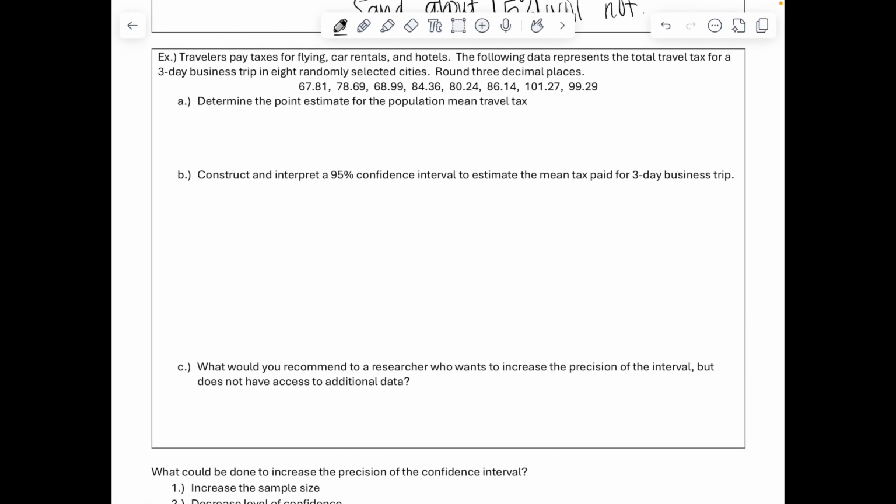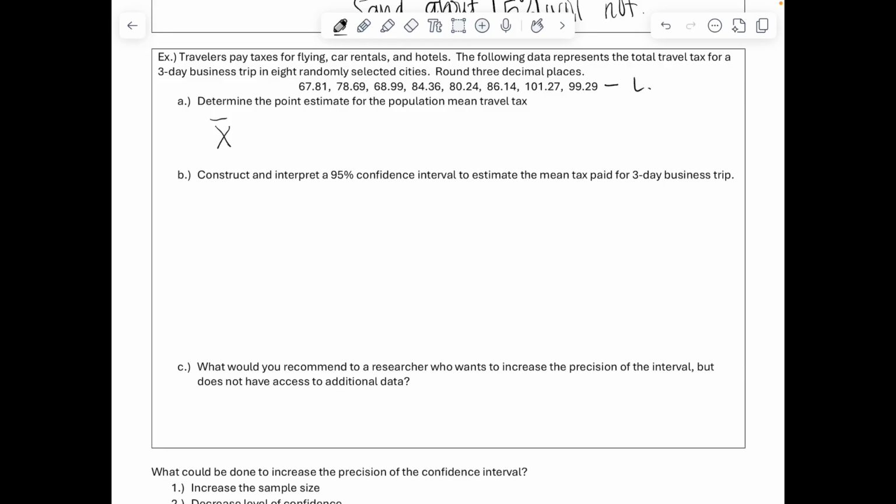The example right below says travelers pay taxes for flying, car rentals and hotels. The following data represents the total travel tax for a 3-day business trip in 8 randomly selected cities, round 3 decimal places. So we're given a list of numbers. Part A says determine the best point estimate for the population mean travel tax. That means we're going to have to calculate X bar.